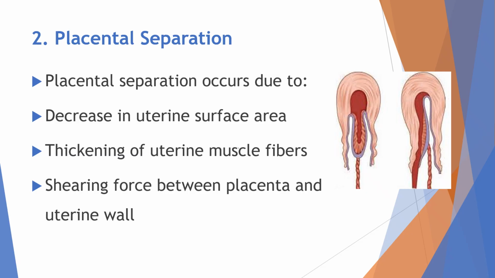At the same time, the uterine muscle fibers become thick and firm due to contraction and retraction. This change creates a shearing force between the placenta and the uterine wall. As a result of all these factors, the placenta separates naturally from its attachment site. This placental separation is essential for the placenta to be expelled completely and safely, and it also helps in reducing blood loss during the third stage of labor.